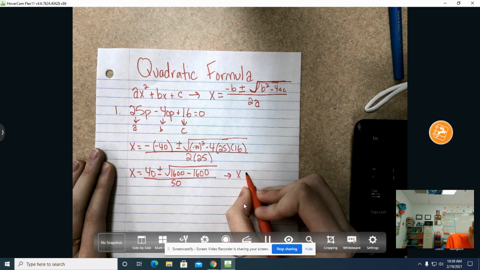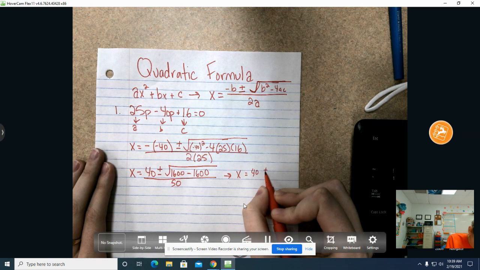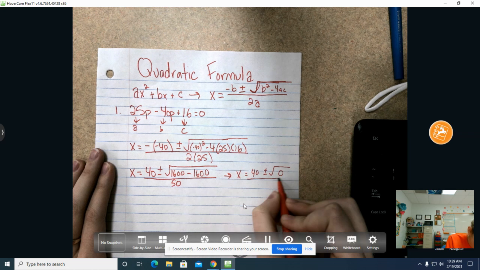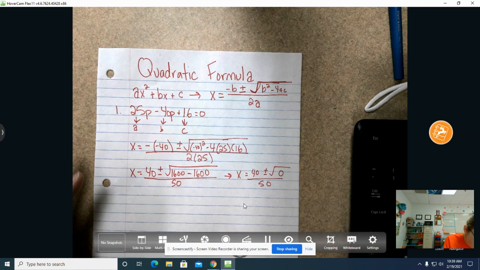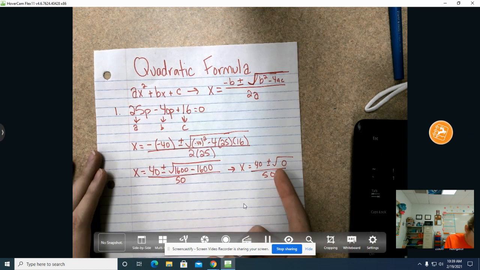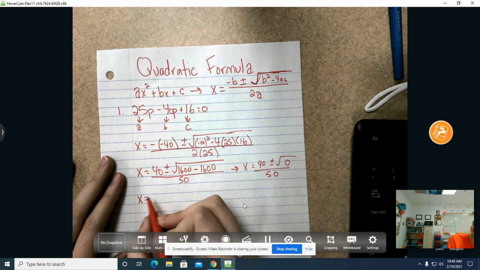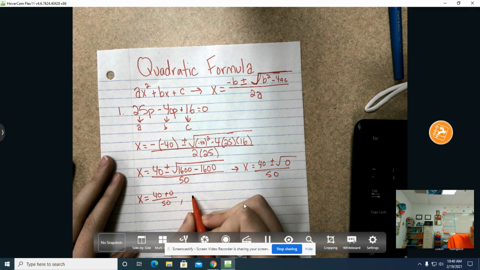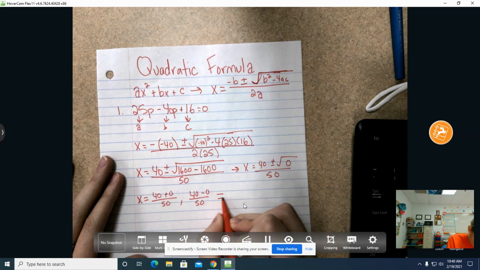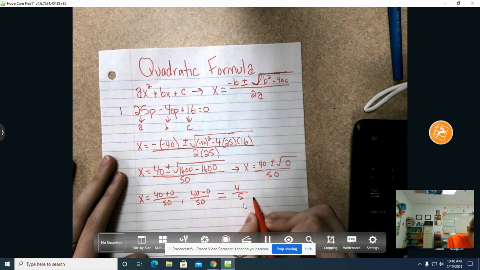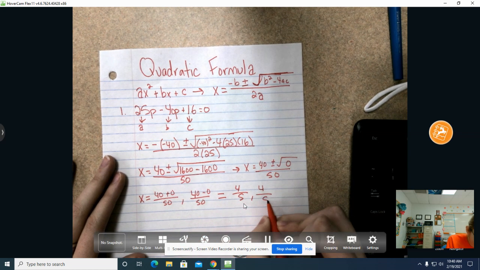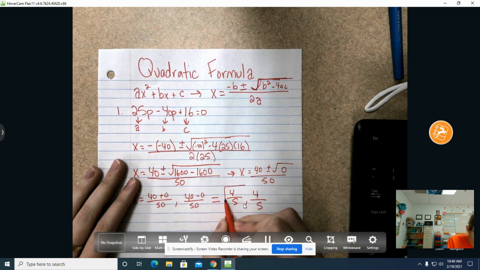So then that's going to give us x equals 40 plus or minus the square root of 0 all over 50. And the square root of 0 is just 0. So then we're going to split up our answers into 40 plus 0 over 50 and 40 minus 0 over 50. And then you're always going to want to simplify. So in this one, both of your answers are 4/5.